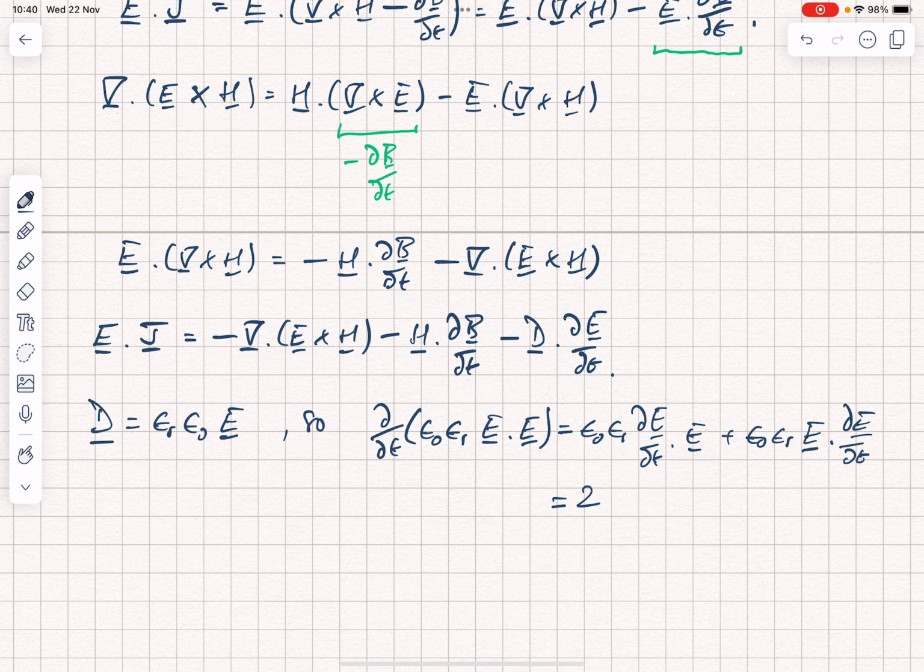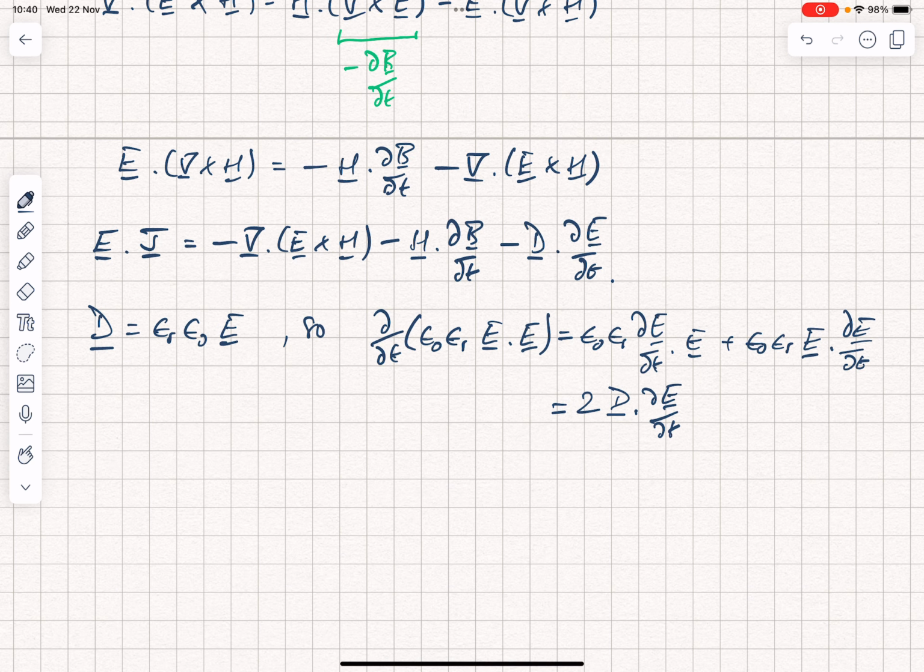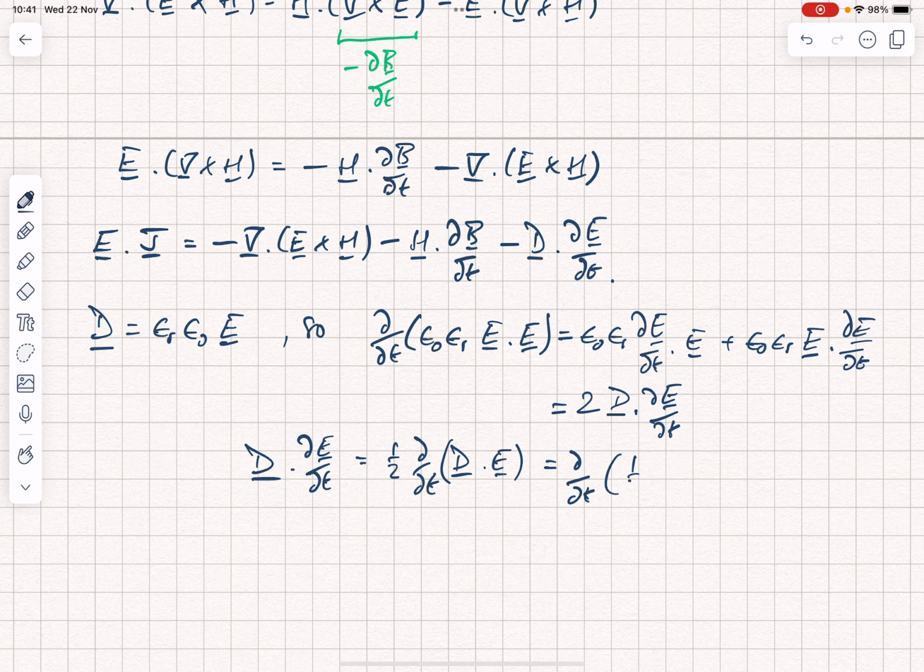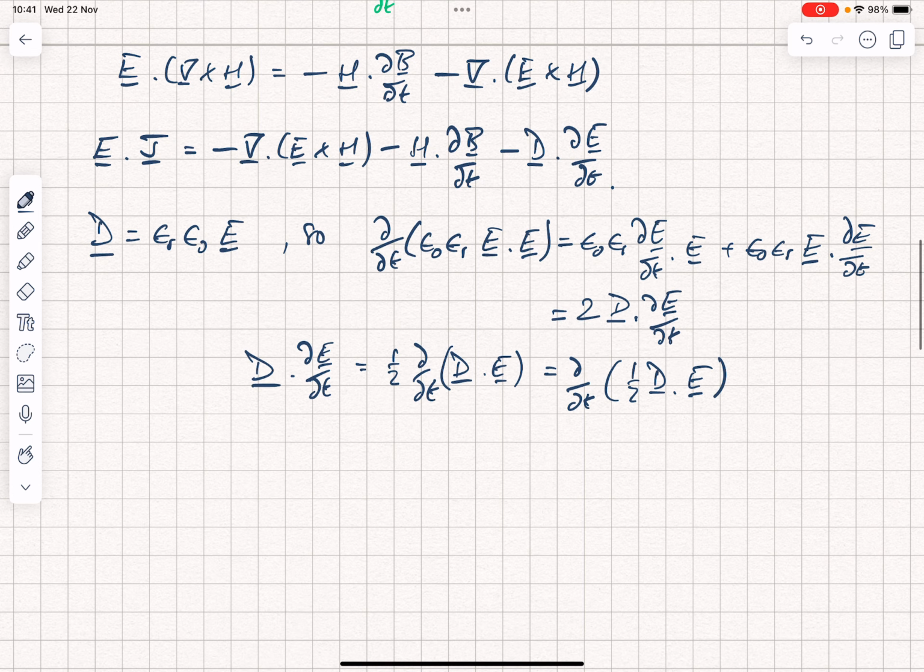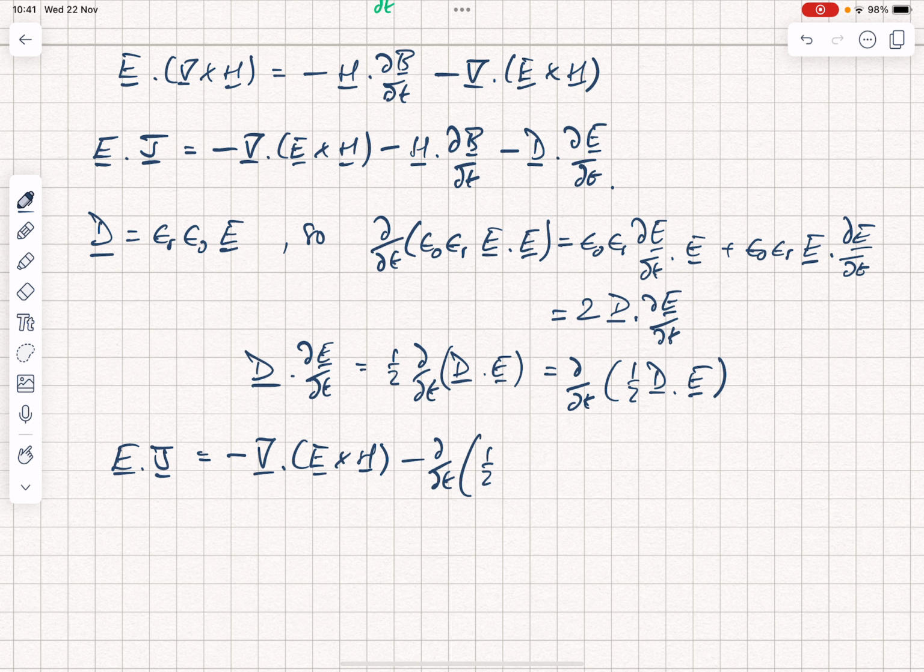And that is just twice D dotted with dE by dt, and therefore D dot dE by dt is just a half d by dt of D dot E. Or if you prefer, we can say it's d by dt of a half D dot E. In other words, that's the time derivative of the energy density. You can do the exact same thing for the magnetic terms, and so what we have now is that E dot J is equal to minus the divergence of E cross H minus d by dt of a half D dot E plus B dot H.